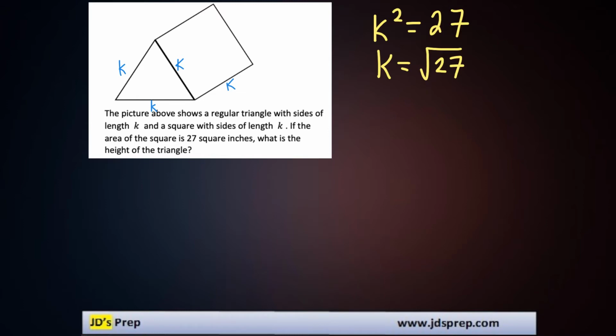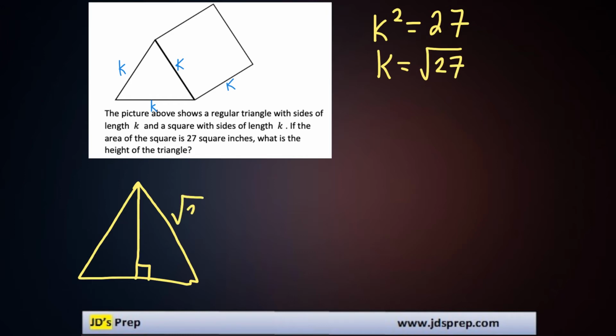Now, to find the height of the triangle, we need to visualize this, so I'm going to draw it out. What we're going to do is split it in half, since that's our height, which forms a right angle triangle, which means we can now use the Pythagorean theorem to help us. We know the hypotenuse length is the square root of 27, and the distance along the base is half the value of k, or half of root 27. So that is root 27 over 2.